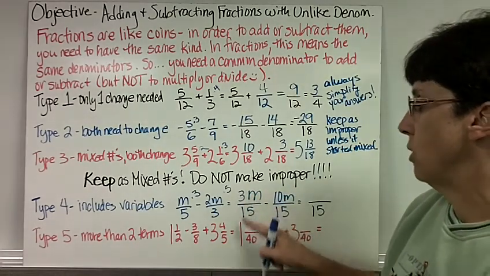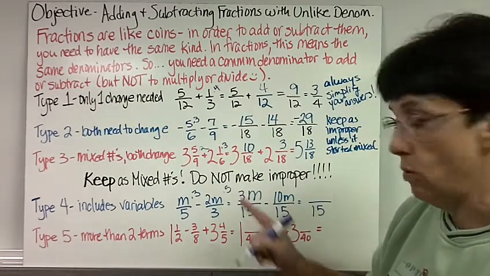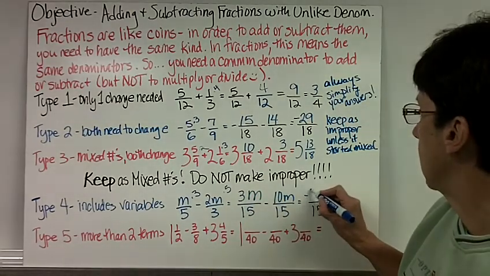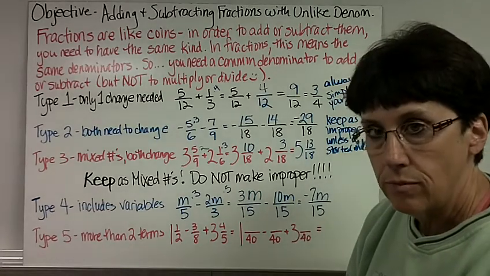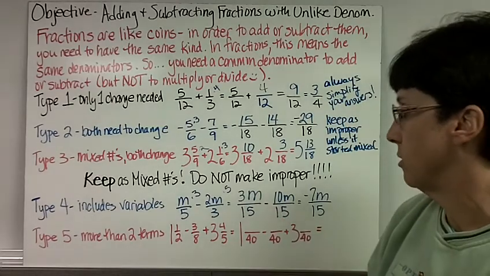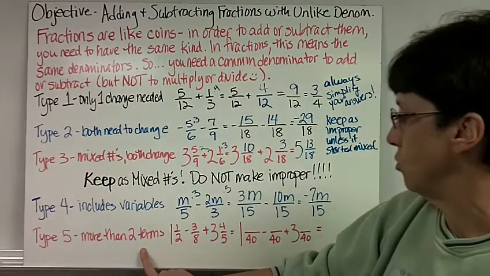Now your problem is 3m over 15 minus 10m over 15. 3 minus 10, 3m's minus 10m's, negative 7m over 15. So it's just the same. You just need to include the variables. One last type. Type 5, more than 2 terms.